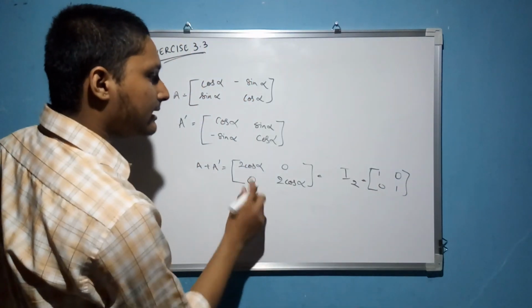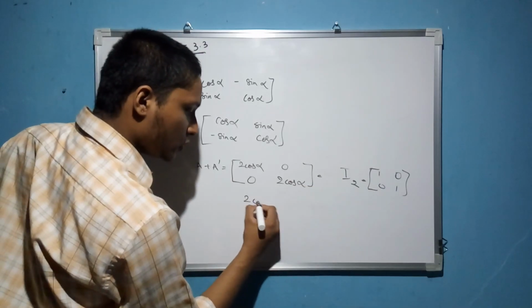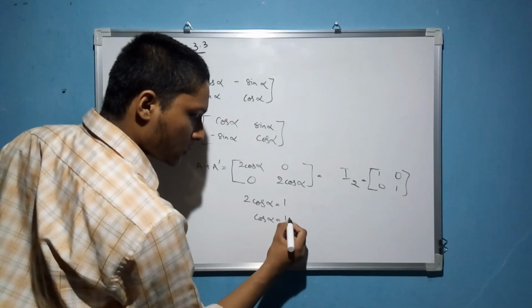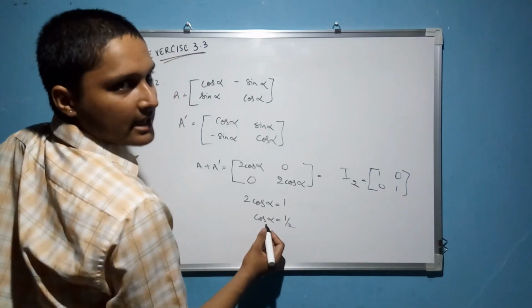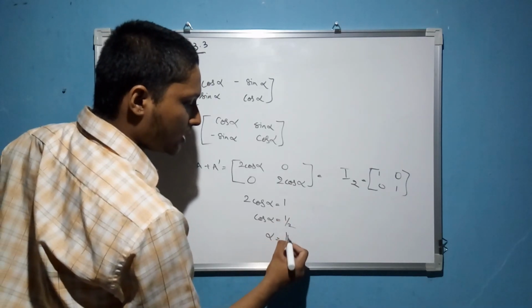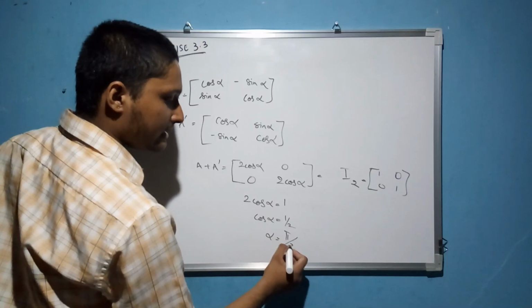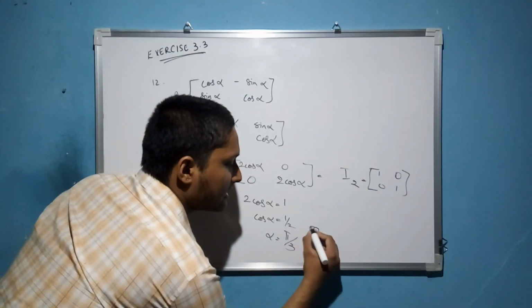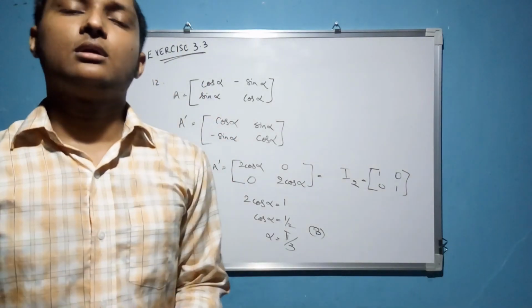Okay, therefore I can tell that both the conditions say that 2 cos alpha is equal to 1, or cos alpha is equal to half. Cos alpha can be half when alpha is equal to 60 degrees, or I can write it to be pi by 3. This option is B. That is what you had been asked.